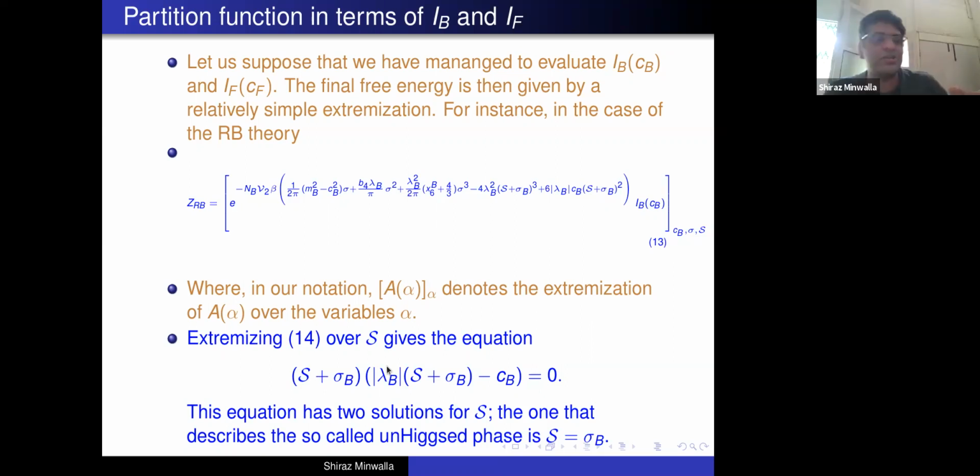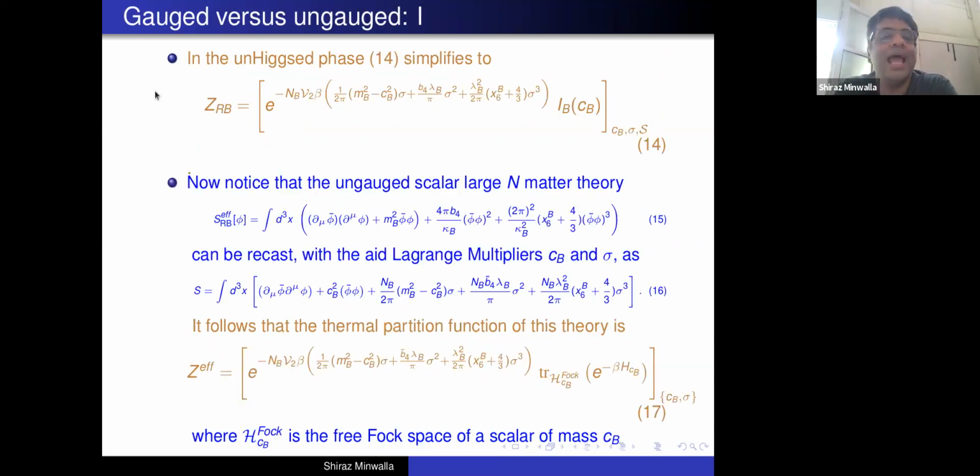Turns out that these two solutions define different phases of this regular boson theory. One in which it's unhiggsed, that's the solution with S equal to minus sigma B. And one in which it's higgsed. We won't in detail study that in this talk. In the unhiggsed phase, S plus sigma B is just 0, so these two terms just drop out. Okay, and so in the unhiggsed phase, this ZRB is just this quantity. This shouldn't be an extremization over S anymore, just over sigma B of this thing.